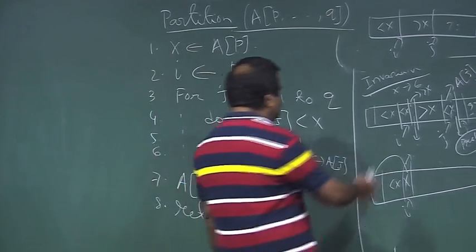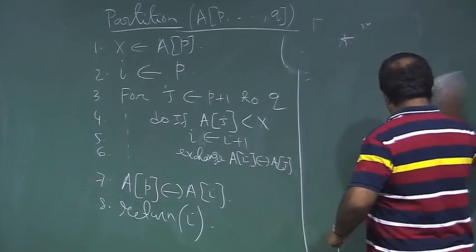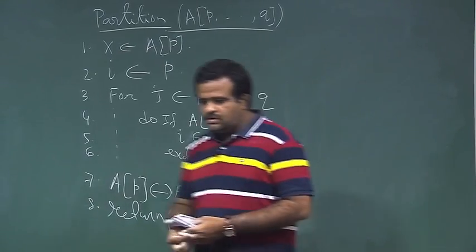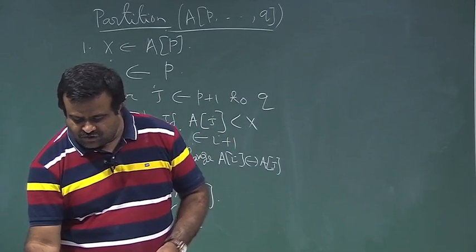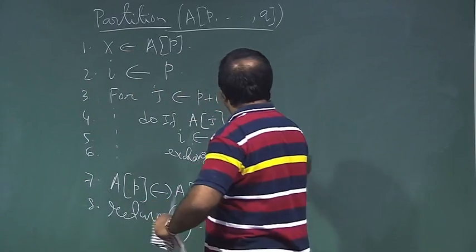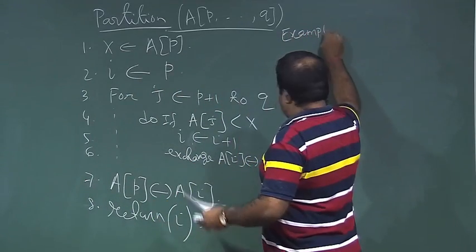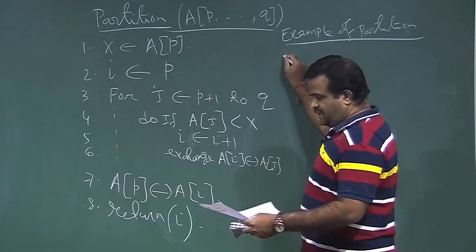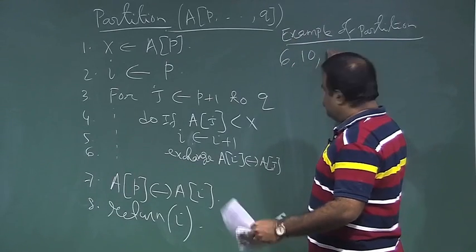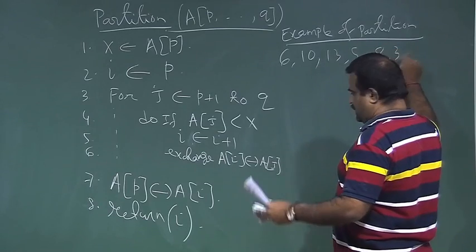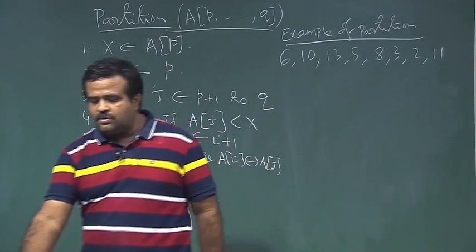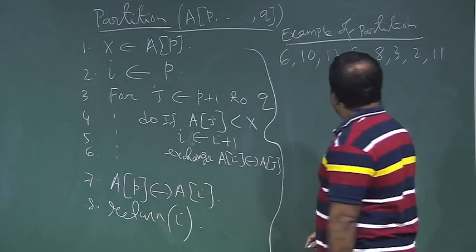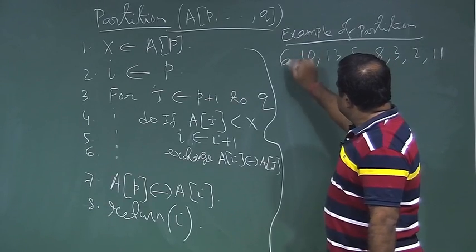Now, let us have an example, then it will be more clear. Let us execute this code on an input. Example of partition. Suppose we are given this input: 6, 10, 13, 5, 8, 3, 2, 11. Suppose this is our input and we want to execute this partition algorithm on it. Okay, so this is our array, A[p..q]. Now, we choose this as a pivot.